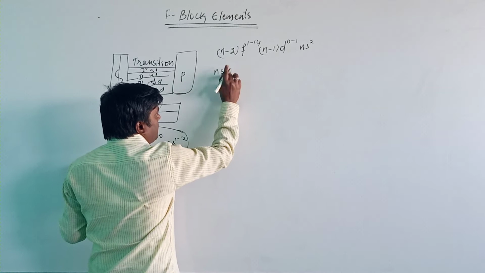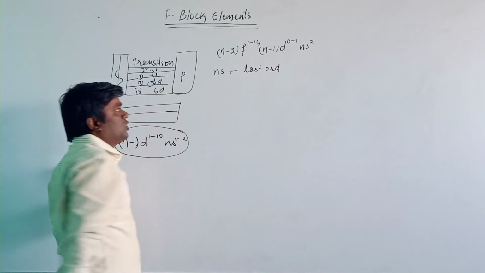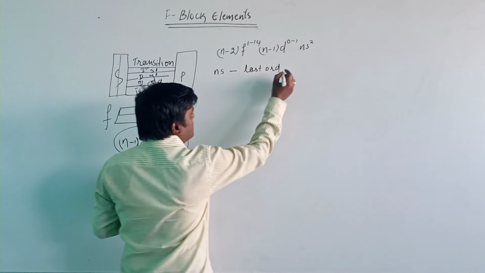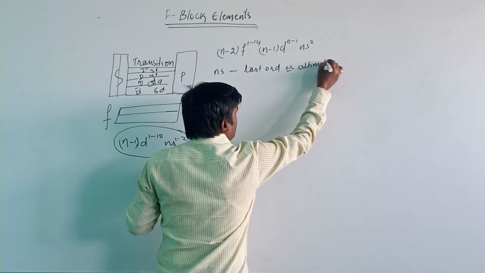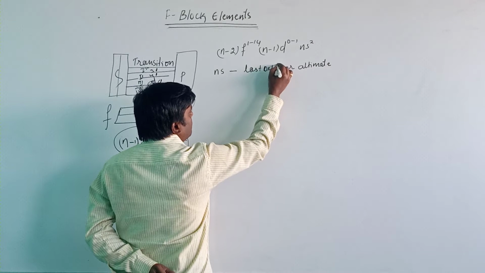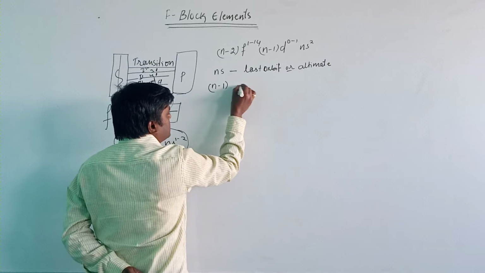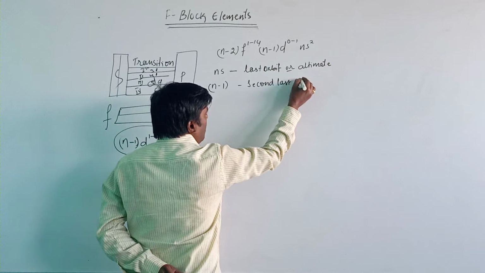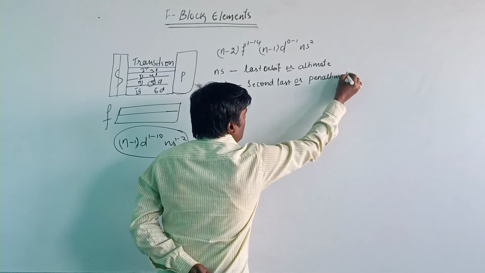ns is the last orbit. The last orbit is also known as the ultimate orbit. The n minus 1 is known as the second last orbit, or the penultimate orbit.